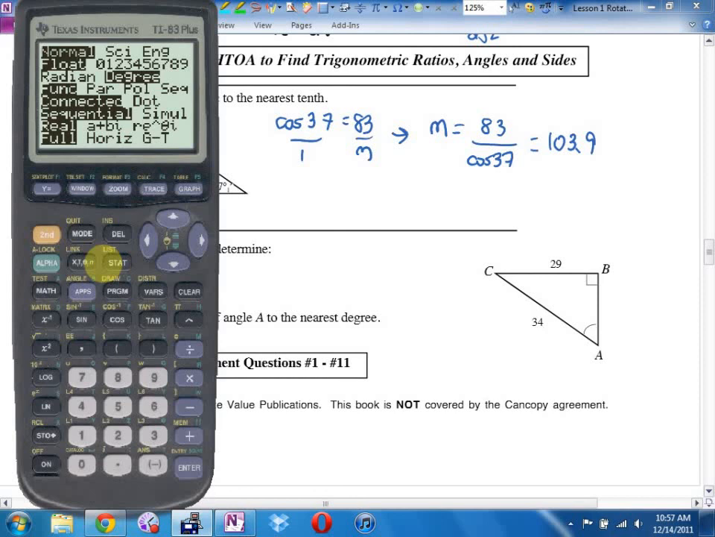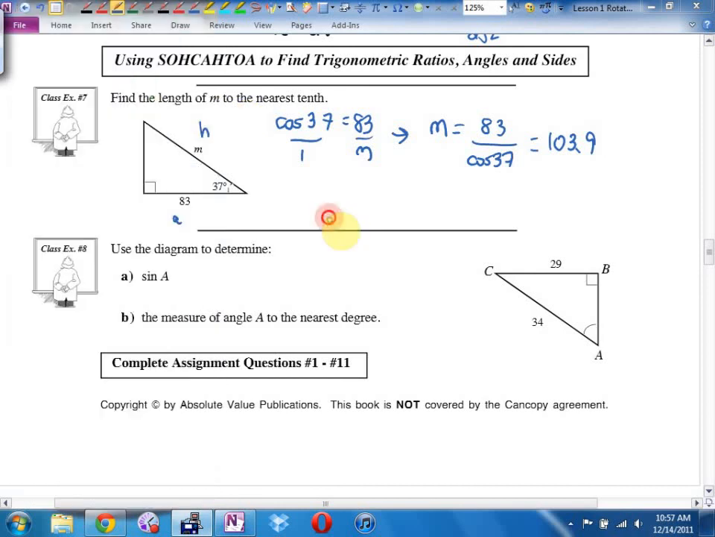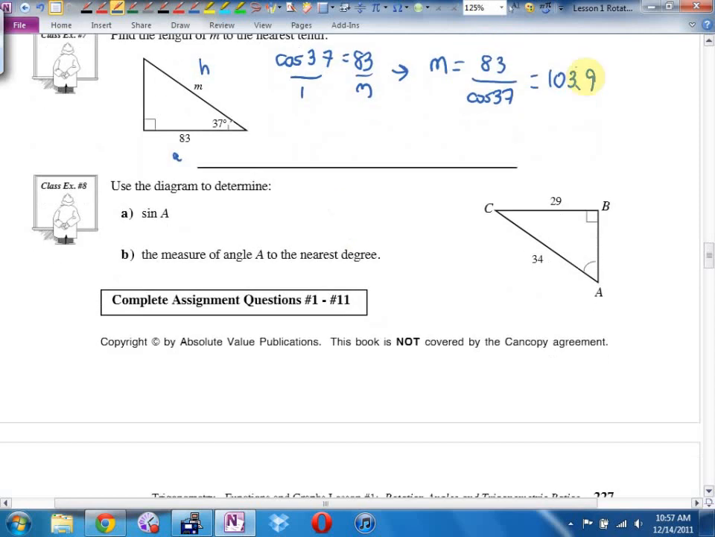Not only can you use trig to find sides, you can use trig to find angles. So it says in example 8, use a diagram to determine sine A and the measure of angle A to the nearest degree. Okay. Sine is what over what in terms of opposite, adjacent, and hypotenuse? Carol? Opposite over hypotenuse, if that's angle A. I think it's opposite 29 over hypotenuse. Sine A is that.